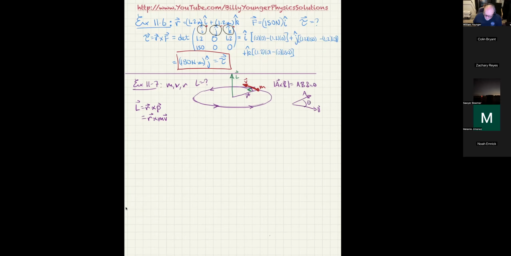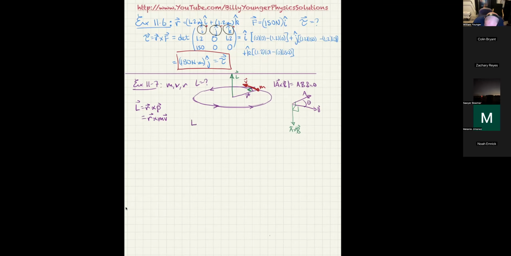Now, if I did A cross B, in this case, it would actually point down, but if I did B cross A, it would point up. So that's what the A cross B is, like that. So if they want to know the angular momentum for this particular particle going in a circle, all I have to do now is go ahead and use the formula and recognize the direction and all that good stuff.